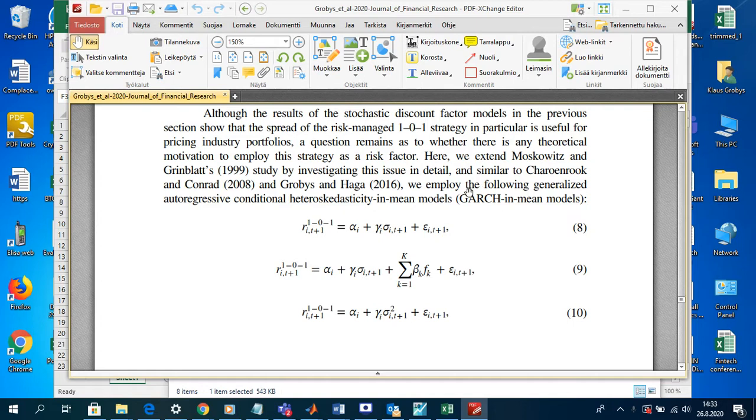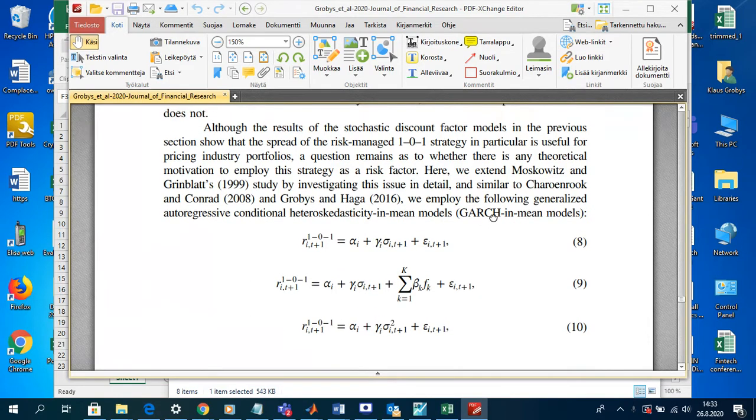In this Eviews tutorial, I would like to go through how to run GARCH-in-mean models and how to test if a risk factor or if a zero-cost portfolio qualifies as a risk factor.